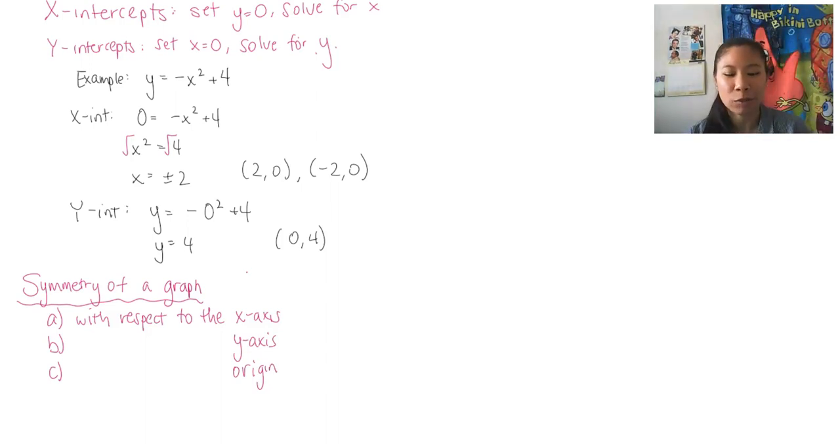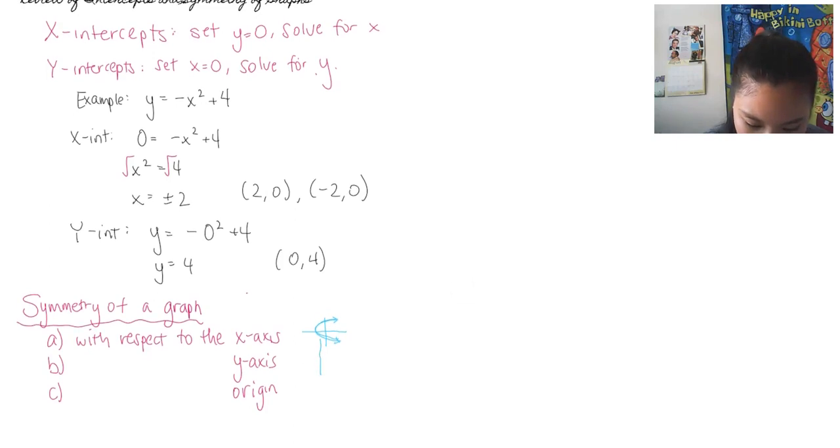So when we talk about symmetry with respect to the x-axis, that just means your graph is symmetric over the x-axis. So an example would be if we had a graph that was a sideways parabola, like that. So if it can be flipped over the x-axis and still match the other side, then this is symmetric with the x-axis. Y-axis would be the other way. So if you can flip it over this way.